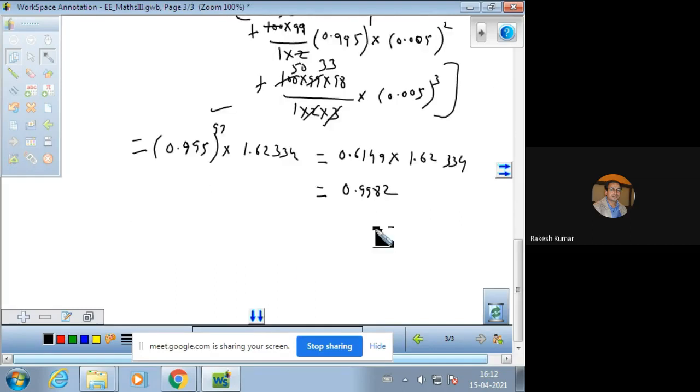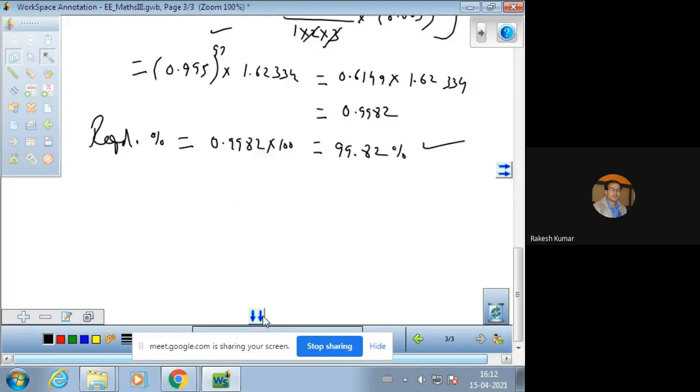This is actually the probability, but now we have to calculate the required percentage. We all know the simple mathematics: if you want the percentage of this probability, you have to multiply it by 100. So 99.82% of the cartons should not contain more than 3 defective items. So this was your question of a binomial distribution, and this is also a very important part.